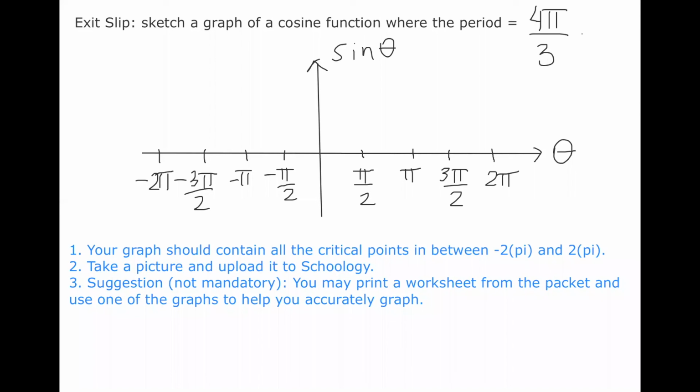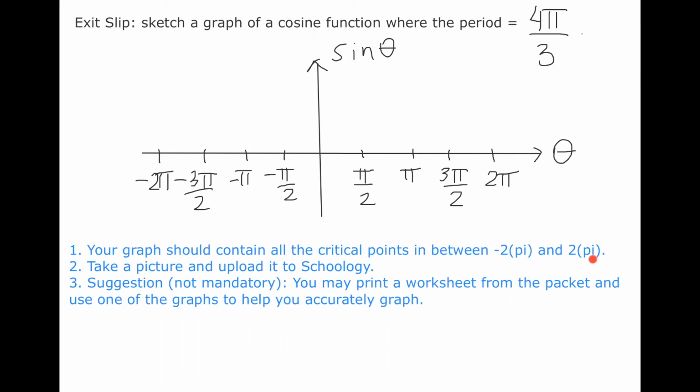Your exit slip for today will be a problem very similar to the one that we already did. You have to sketch a graph of a cosine function, be careful people, it's cosine, not sine, where the period is 4 pi over 3. Once again, your graph should be done in a similar way like I did the other 4 examples. Okay, your graph should contain all the critical points in between negative 2 pi and 2 pi.